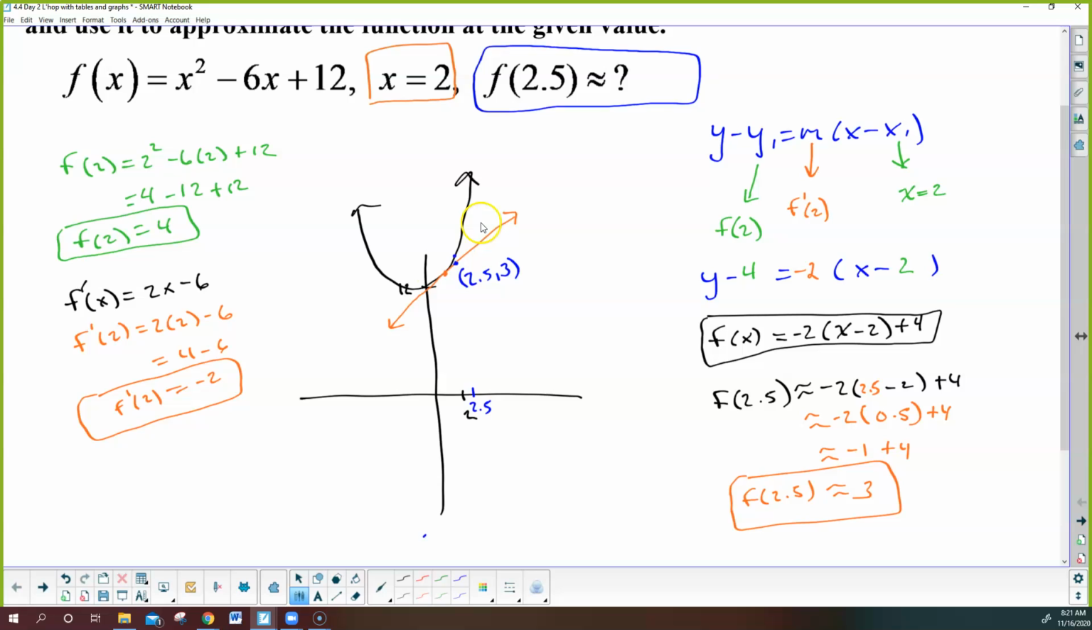Now there is one other connection here that we could make. Notice our estimated answer on the tangent line is going to be less than the actual answer on the parabola. And the reason why is the parabola is what we're going to call concave up, but the tangent line is below the original function.